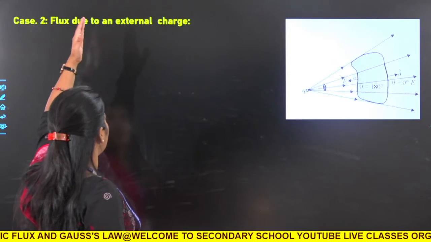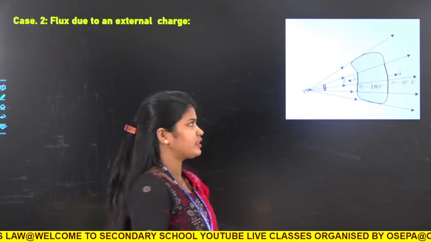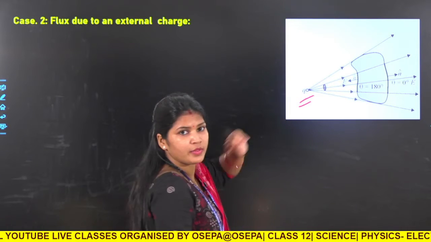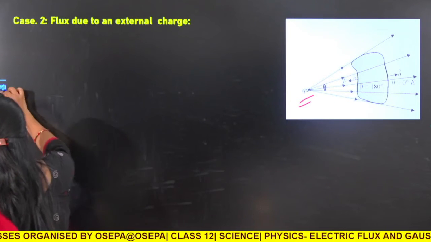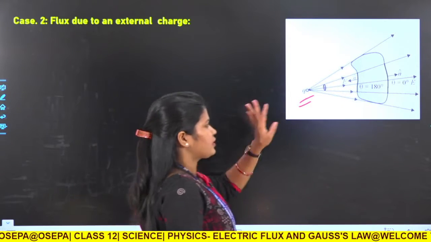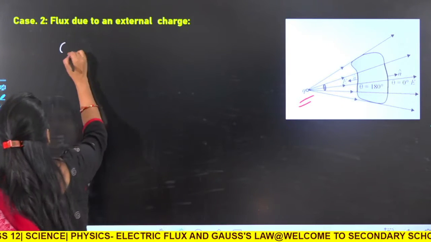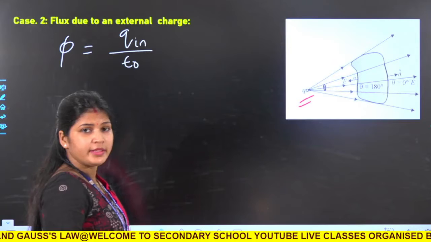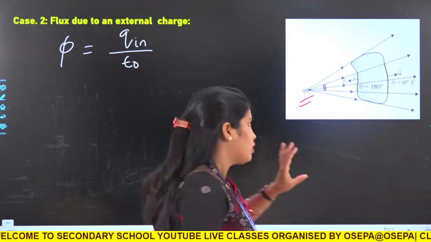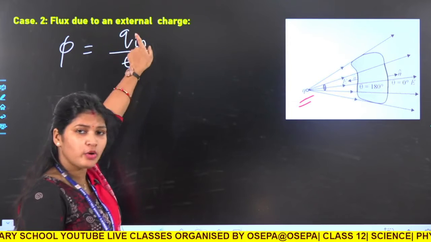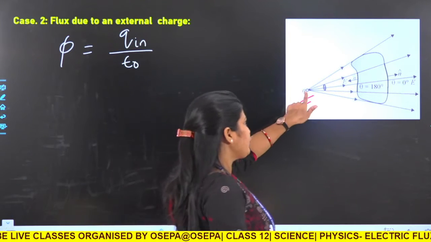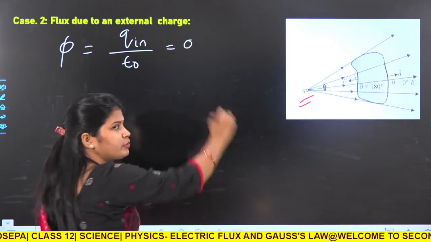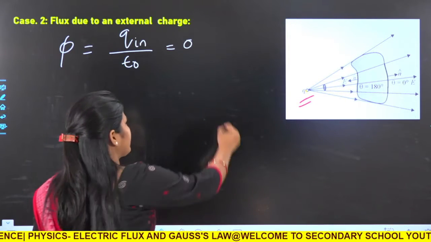Next case we will study: what is the flux due to an external charge? That means this is the closed surface and the charge lies externally. Let's find out. We know that from Gauss law, phi is equal to Q inside by epsilon naught. That means we will consider only the charges present inside the closed surface. But here Q is present outside that closed surface, isn't it? It will be automatically 0. Now consider, this is the first case.